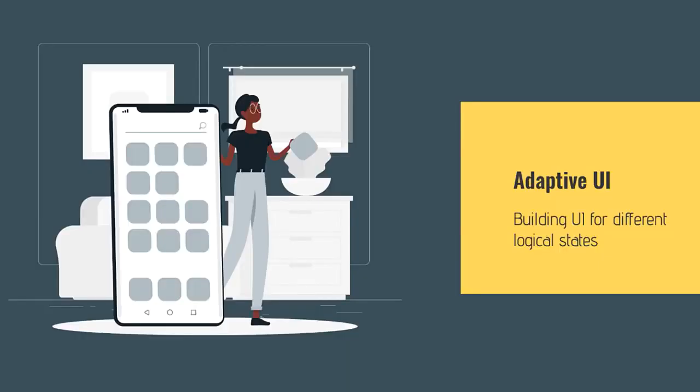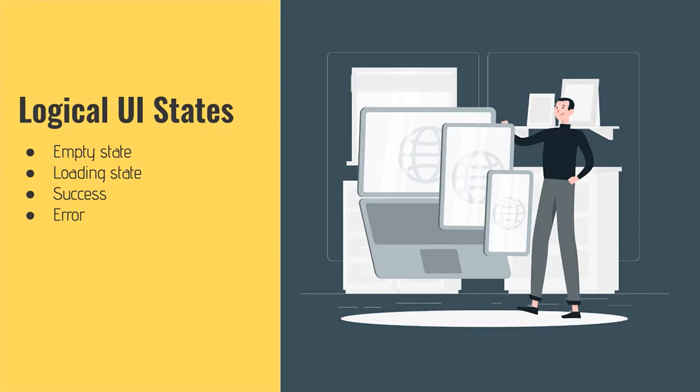So let's introduce the idea of adaptive UI. The concept of adaptive UI probably means different things to different people. For me, I think of it in two ways, two concepts. The first is building UI for different logical states within your app. Now, what do I mean when I say different logical states? So I mean things like this. Are you handling an empty state? What happens when your app doesn't have the data it needs?